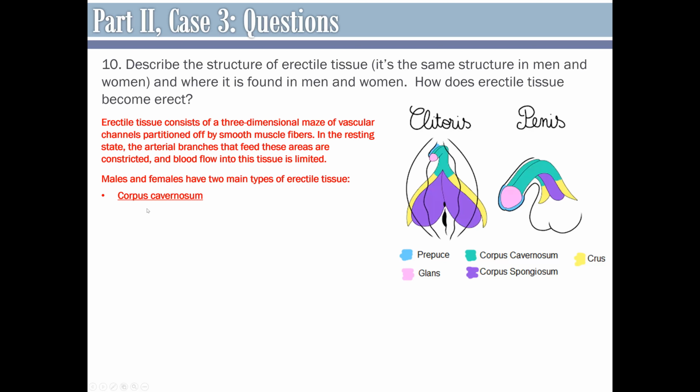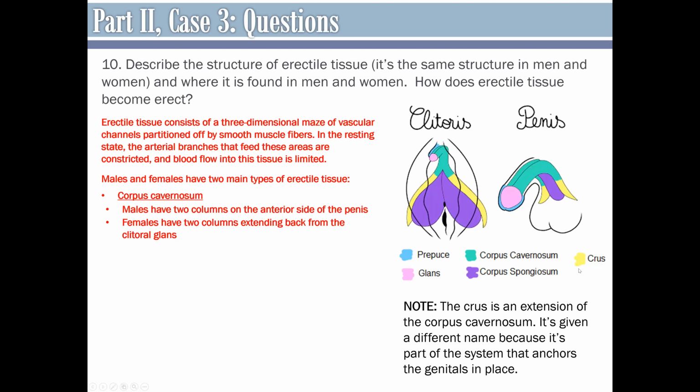So first we have the corpus cavernosum, which is shown by this teal green area. So males have 2 columns of corpus cavernosum on the anterior side of the penis. Females have 2 columns that are joined together and which extend back from the clitoral glans. So note that the crus, which is colored in yellow in both of these pictures, is an extension of the corpus cavernosum, so it is also erectile, and it's given a different name because it's the part of the system that anchors the genitals into place.